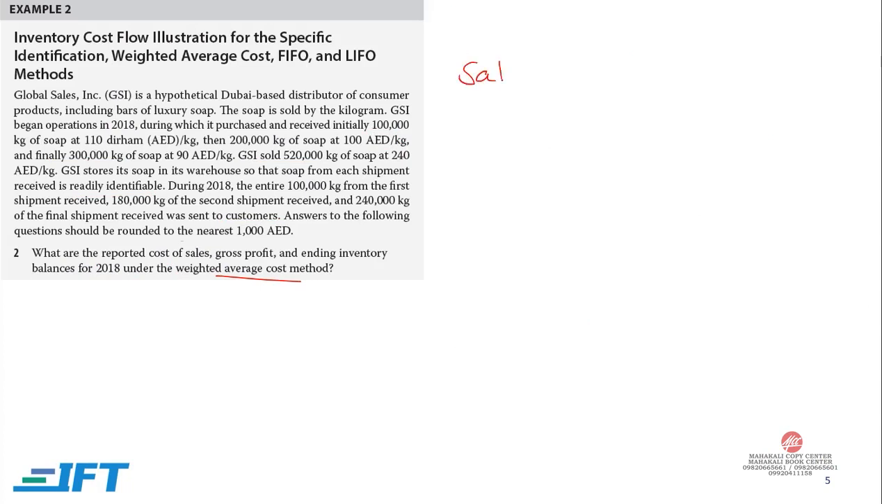Now again, sales would remain the same. We sold a total of 520,000 multiplied by 240. Our total sales remain the same, that is 124.8 million. Now our cost of goods sold would be, now this is the weighted average cost that we need to use. So first of all, we need to find out the weighted average. So the total cost, we need to find out the total cost.